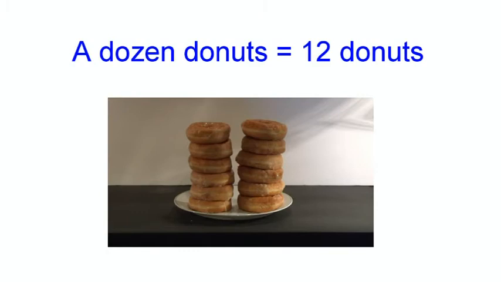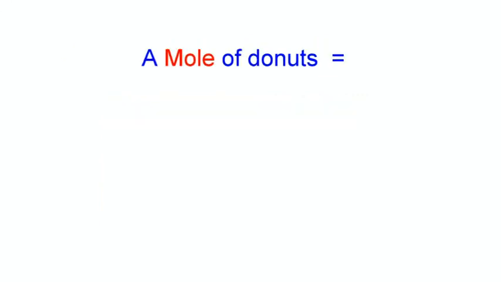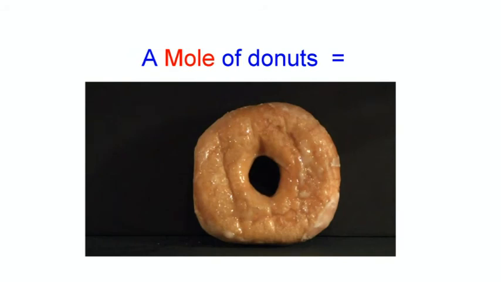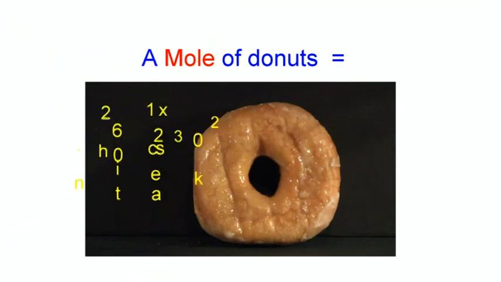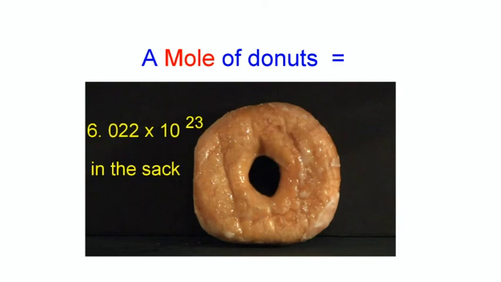Another food that is purchased by the dozen is donuts. When we order 1 dozen donuts, we expect the baker to put 12 of them in the sack. What if we were to order 1 mole of donuts? How many donuts would we expect the baker to place in the sack? Well, we would expect him to put in 6.022 times 10 to the 23rd donuts in the sack.